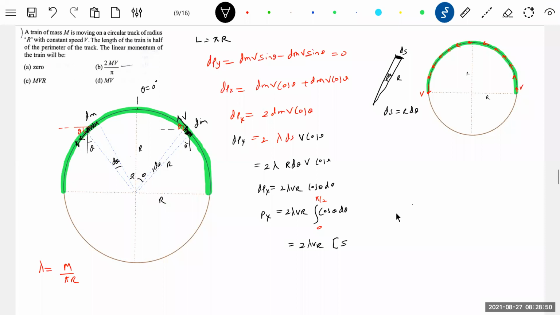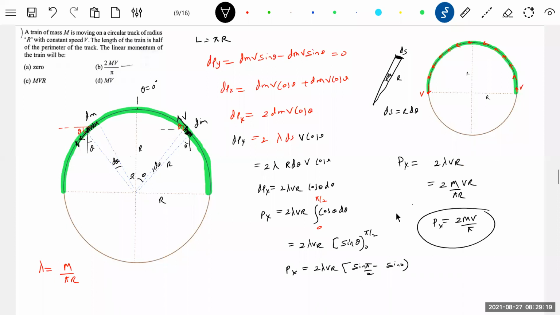Integral of cos theta, okay, this will become 2 lambda Vr into sin pi by 2 minus sin 0. So the momentum is equal to 2 lambda Vr. What is the lambda we assume? M by pi r. And how will it be directed? The net momentum of the train will be directed like this.